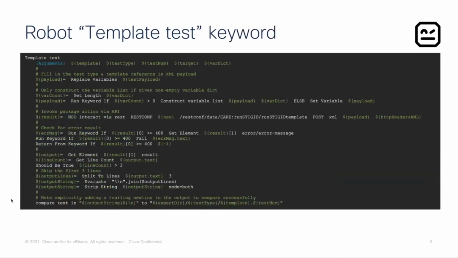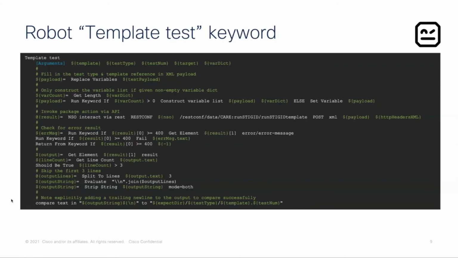And what does that Robot test keyword look like? So this is one we wrote, just to show you the steps it's executing for each of the template tests. It's effectively constructing an XML payload to send to NSO on the RESTconf API that triggers the action within the care package. It processes the result. Of course, we're checking for HTTP errors or any kind of other error coming back from the NSO API.